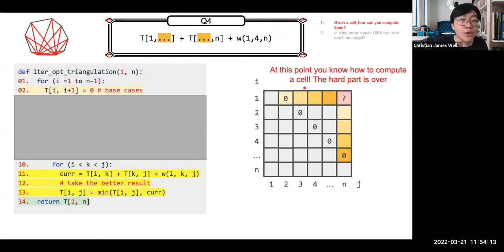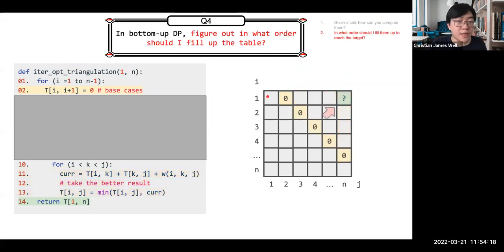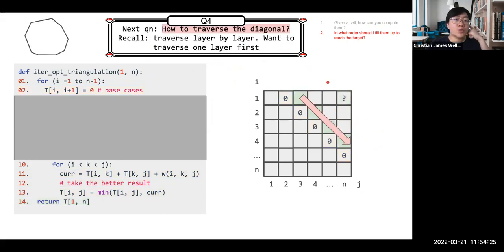So at this point, we know how to compute a cell. So the hard part is really over. The next thing you have to figure out is in what order you should fill up the table. To fill up the table, notice how you need to traverse this diagonal down. The reason is, for example, when you compute this particular cell, you need to have filled up this guy and this guy, as well as this guy and this guy. So you need to fill the diagonal somehow.